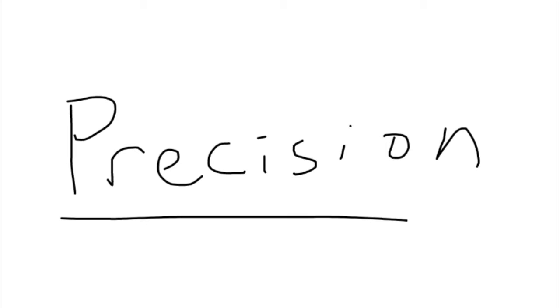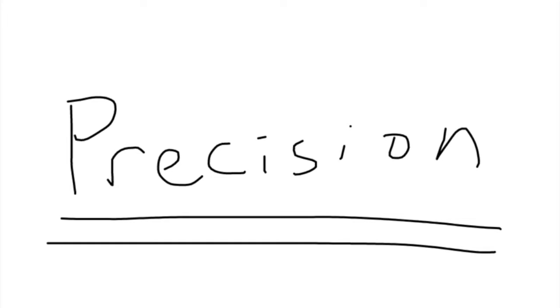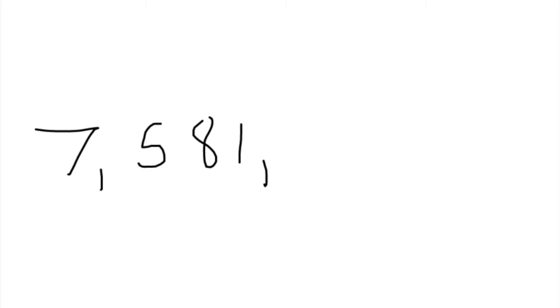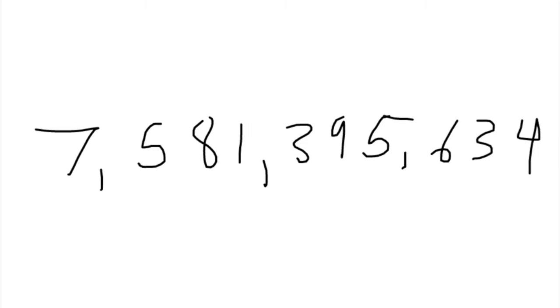Let's start with a common measurement everyone has heard of before and try to determine how many significant figures the measurement may have. According to the World Population Clock at the time of this video, the population of the Earth is 7,581,395,634 people. But how precise is this measurement really? Well, the first digit, the 7, we can say with a great degree of confidence is correct, that there are 7 billion people on the Earth at least.